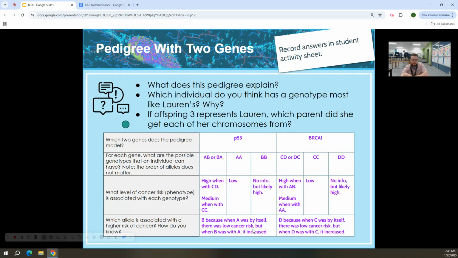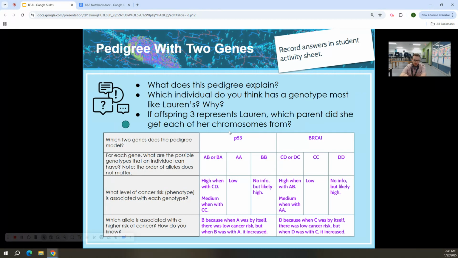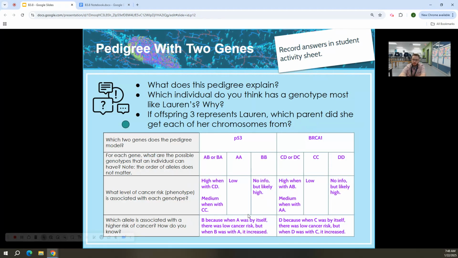What level of cancer risk is associated with each genotype? So for AB, we can see it as high when it is paired with CD, right? So going back, AB and CD gives me high cancer risk. That's the only time I see AB and CD together. Okay, we know it is medium when it's with CC. So again, I have AB and CC here, and I had a medium cancer risk. Okay, so not very high, but not none.